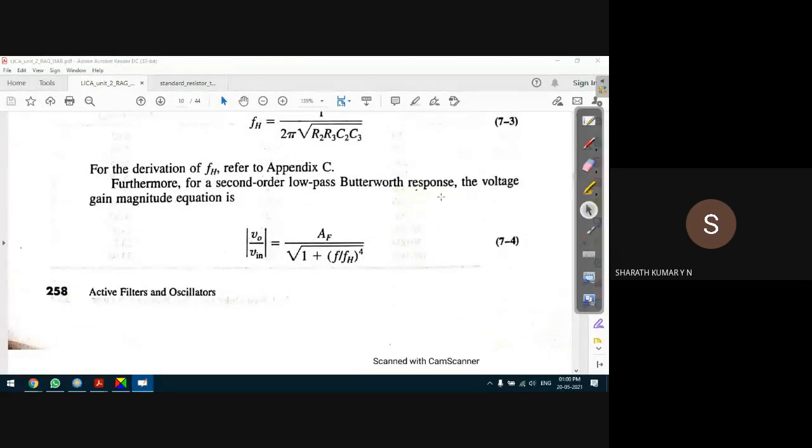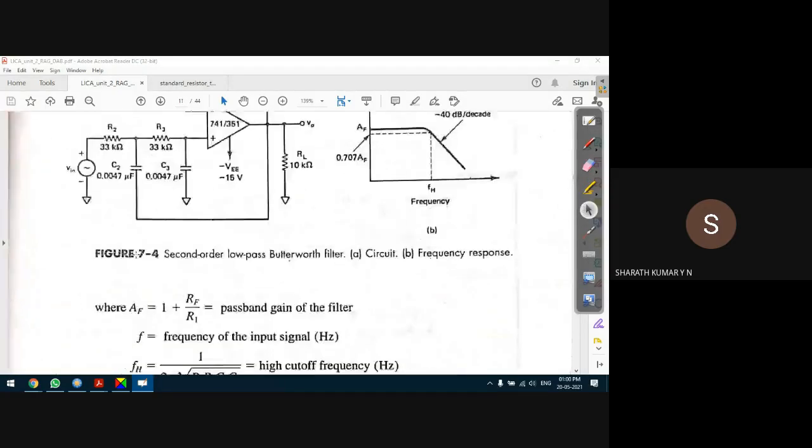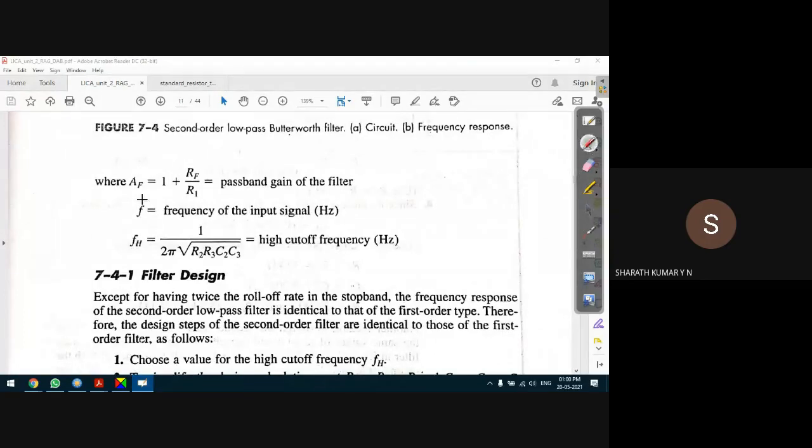So what about the output voltage gain? The gain of the filter circuit for a second order low pass filter is 1 over the square root of 1 plus (f by fH) to the power 4. Earlier we had (f by fH) to the power 2, now it is to the power 4. That is the gain of the filter. The gain of the amplifier is 1 plus RF by R1, the passband gain of the filter. f is the frequency of the input source. The upper cutoff frequency is given as 1 by 2 pi square root of R2 R3 C2 C3.